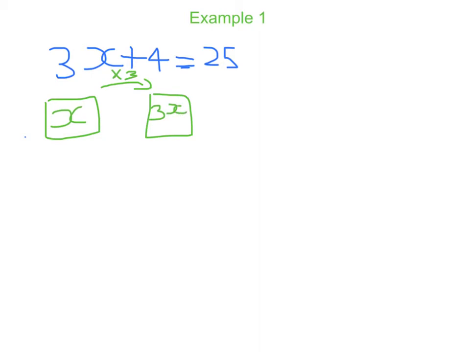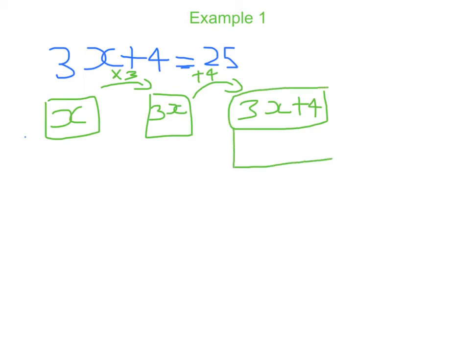Then we see what's happening to the 3x. We're going to add 4. So put an arrow, plus 4. Then we write 3x plus 4. And we know that 3x plus 4 equals 25. So we put a box under and we write 25. And put in a box under here.